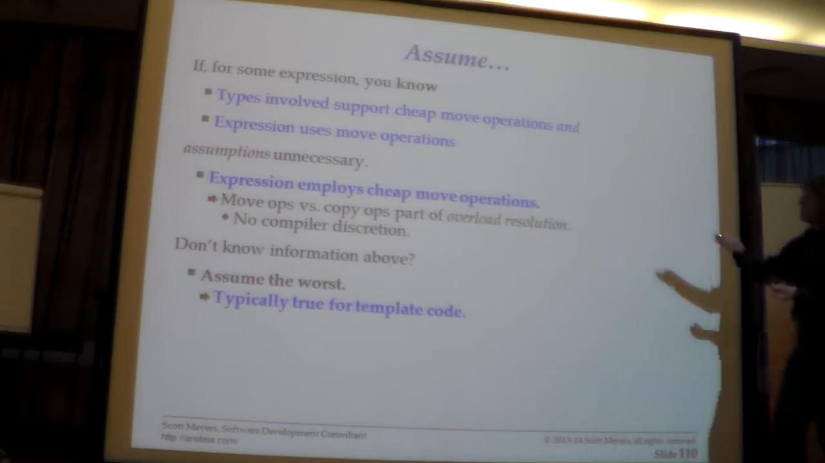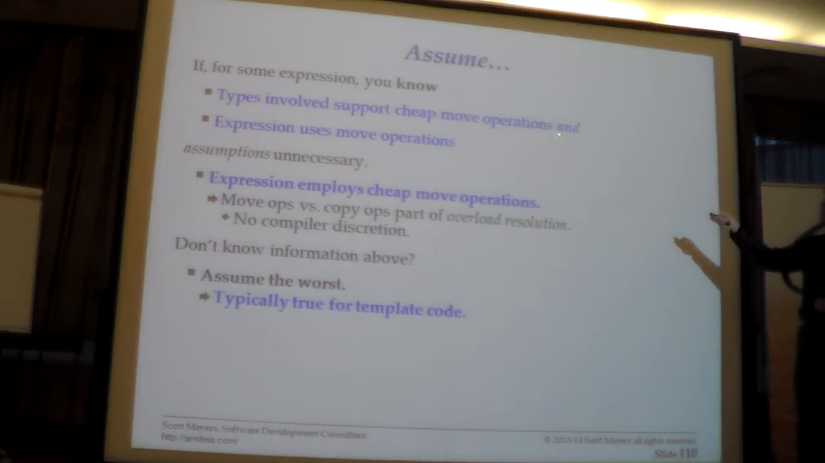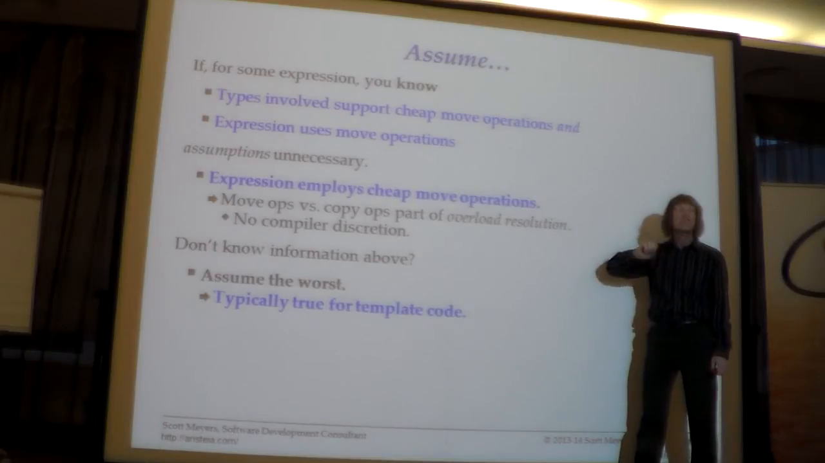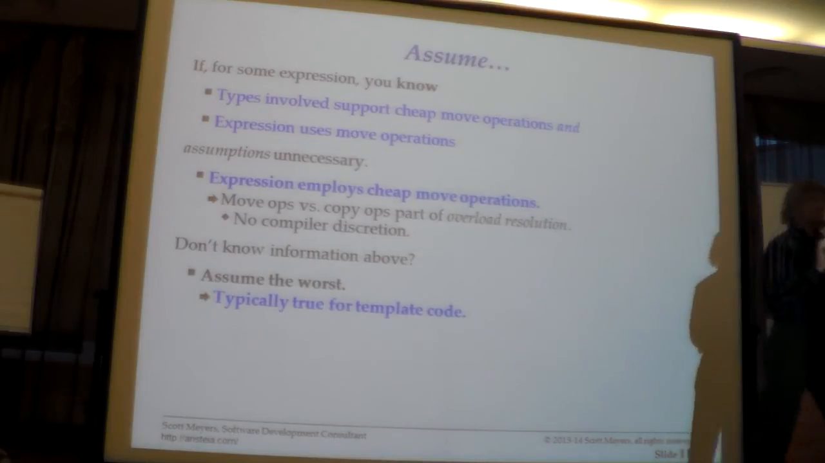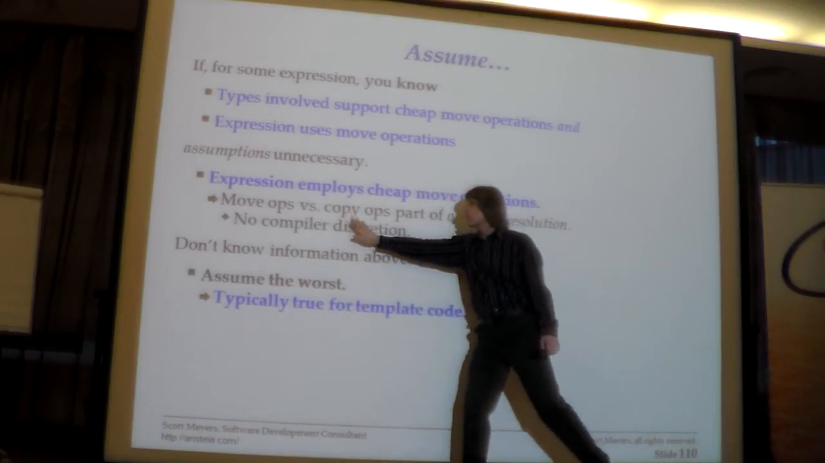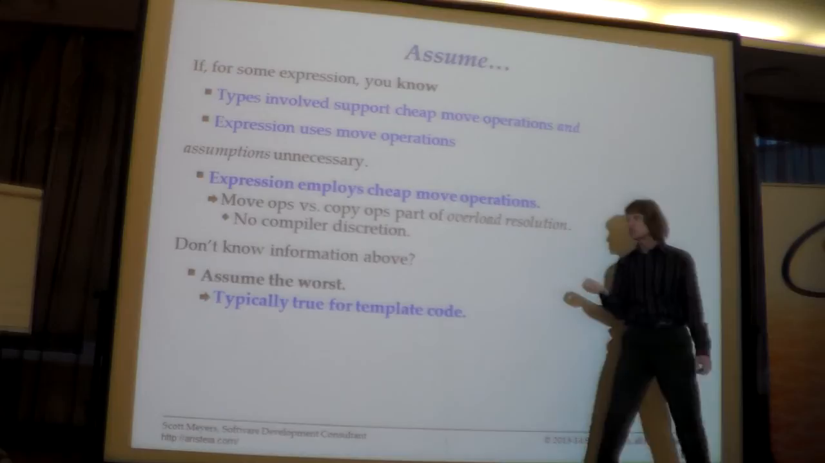Now, if for some expression in your source code, you know the types involved, and you know that they support cheap move operations, and you know that the expressions use those move operations, you don't have to make any assumptions at all. If you know all the types involved, if you know all the expressions involved, the expression will employ the cheap move operations. This is not up to the compiler. We're not talking about compiler optimizations. Whether to form a move or a copy is part of overload resolution. Compilers have no choice in the matter. They have to do the move when the conditions are fulfilled.